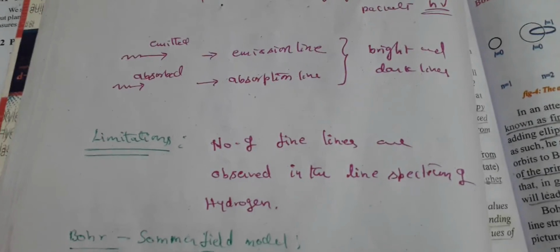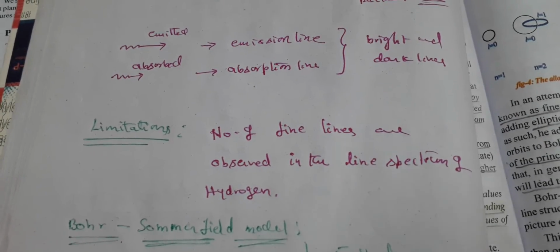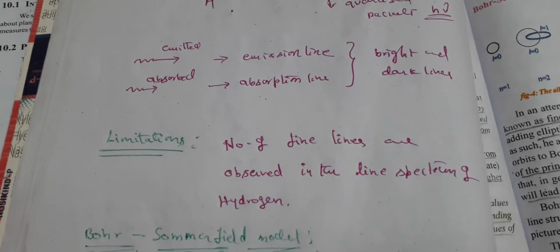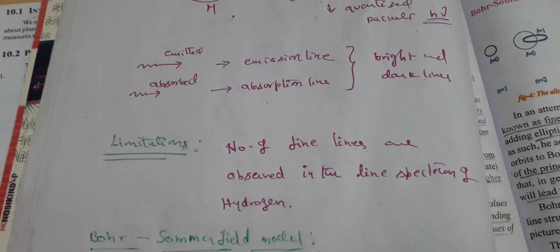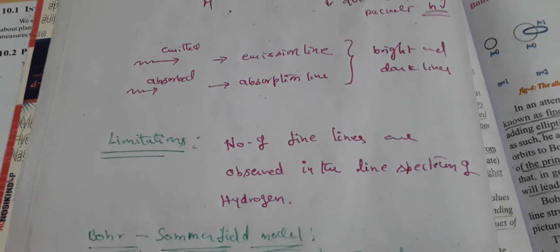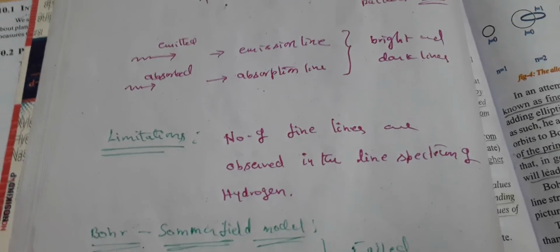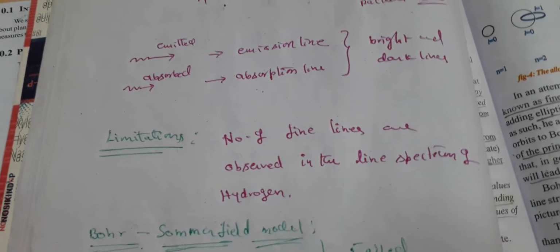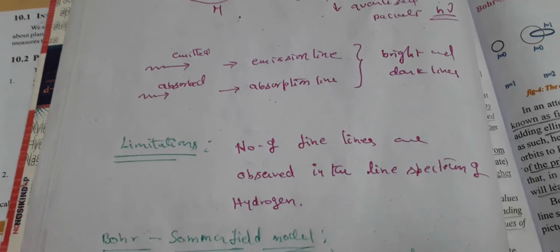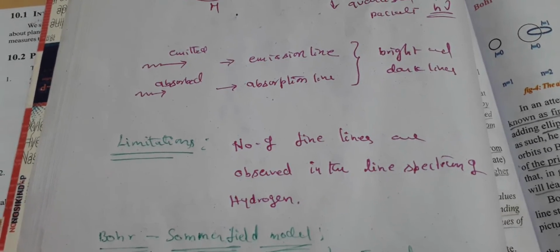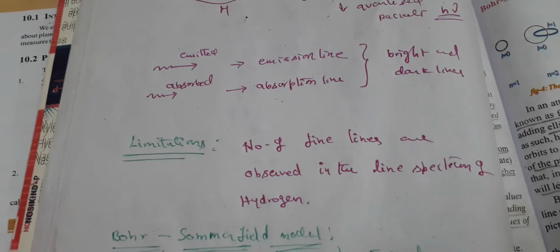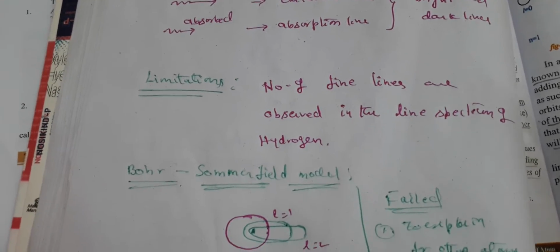And Bohr could not explain these fine lines. Why are we getting these fine lines? Why are we getting multiple lines instead of one particular line? This Bohr could not explain. That's a limitation of Bohr's model of the hydrogen atom. Then it was corrected by Sommerfeld, right?